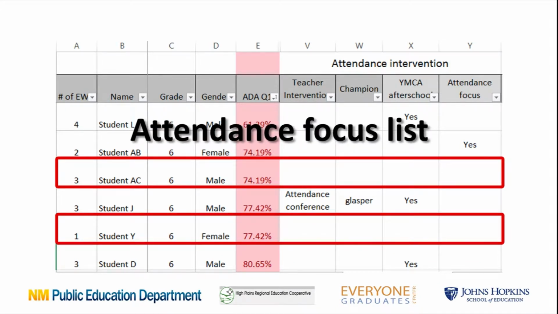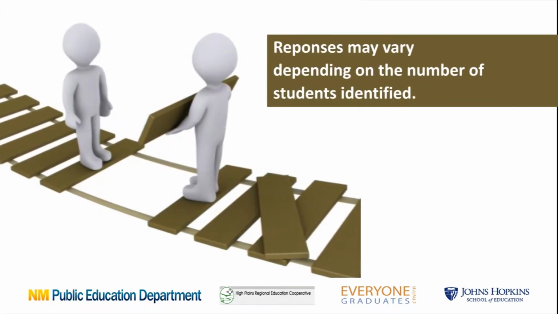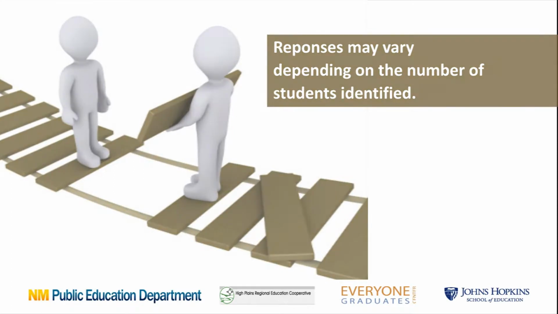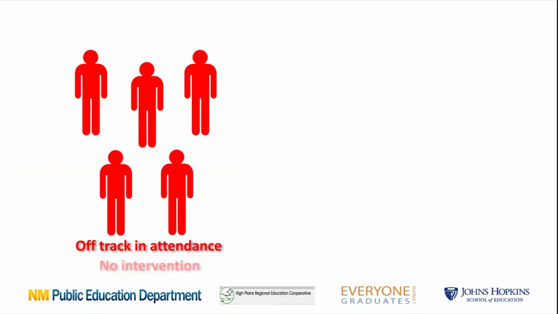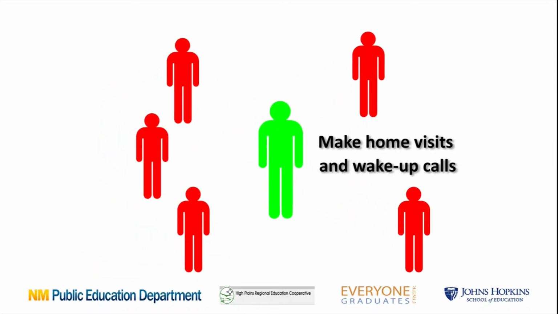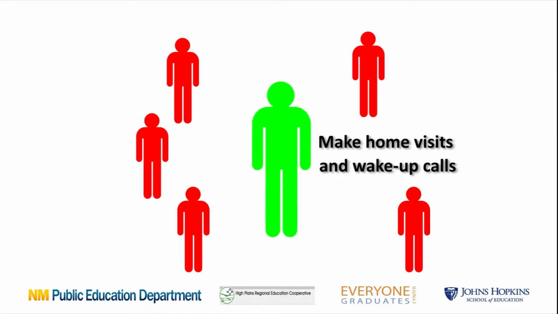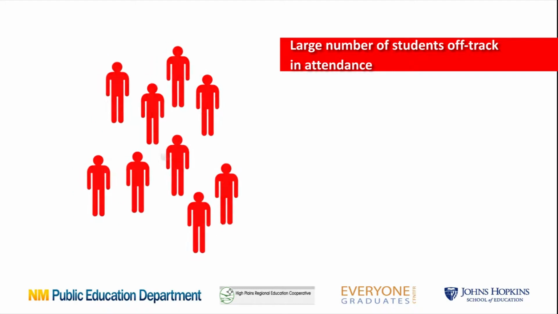the second quarter. However, while this gap is important to identify, the response may vary depending on the number of students identified. For instance, if there are 5 students who are off track in attendance and don't have any intervention support, this could be solved by pairing these students with someone who will complete home visits and make regular wake-up calls.